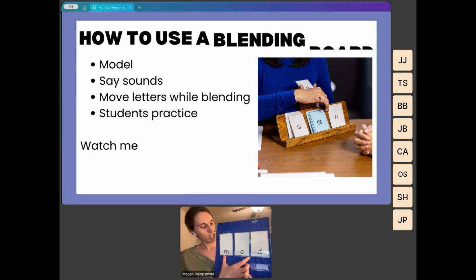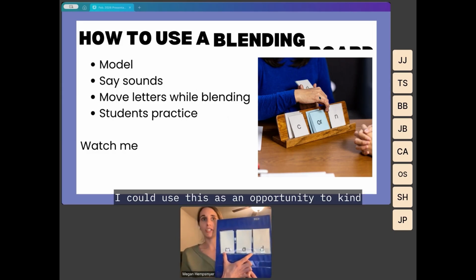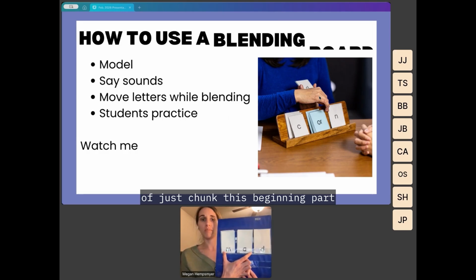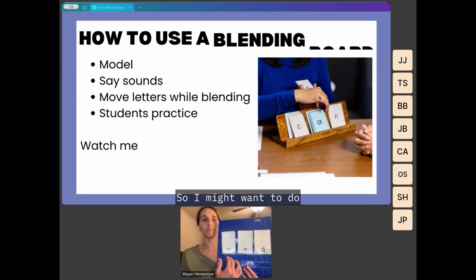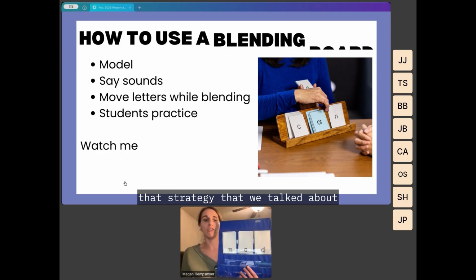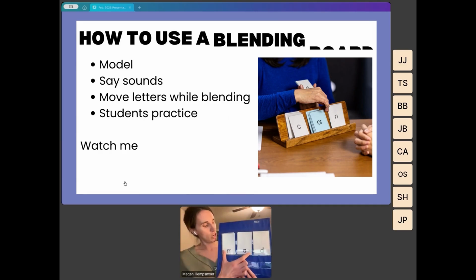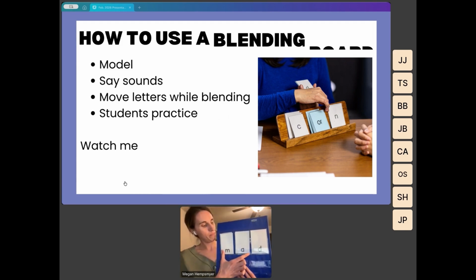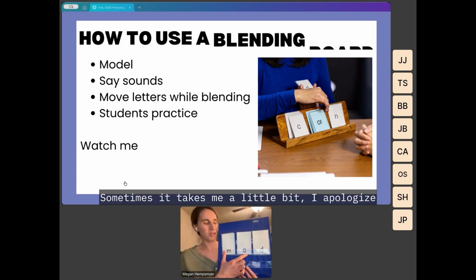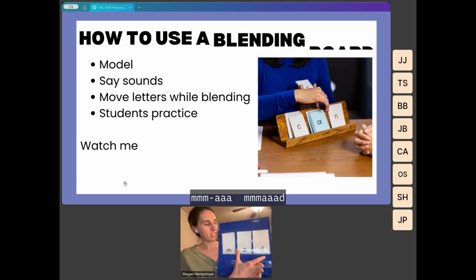mad. I could use this as an opportunity to kind of just chunk this beginning part because I'm only changing the ending sound. So I might want to do that strategy that we talked about where they're practicing just that final ending blend. So I might just say, okay, let's try this. Ma. And then I might have them just put that ending sound on. Sometimes it takes me a little bit. I apologize. Mad, mad, mad.